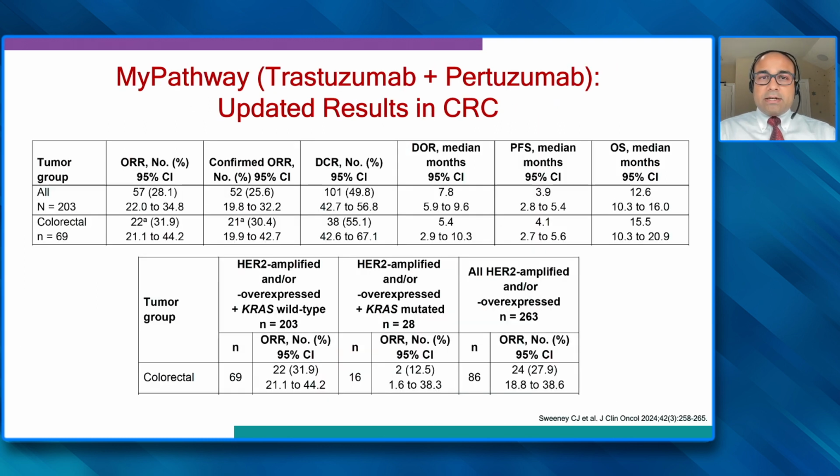The most updated data on trastuzumab and pertuzumab also showed similarly that in colorectal, the response rates were about 31% in an unselected population. But when you look at RAS wild type versus KRAS mutated patients, you can see the striking difference of 31% response rates in the wild type population compared to only 12% response rate in RAS mutated patients.